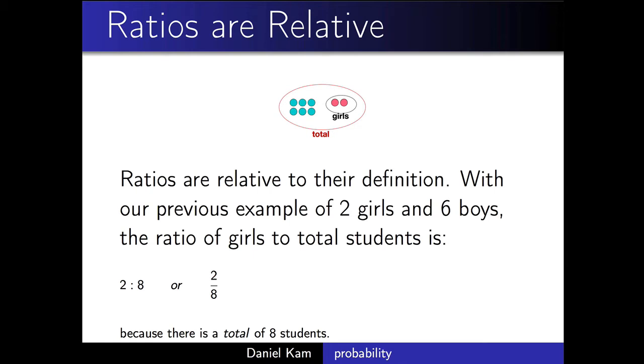However, remember that ratios are always relative. Relative means that it's always relative to whatever you're saying, because it could be different. Even the same thing, if we take the 2 girls and the 6 boys, if I say we want to compare the ratio of girls to total students, instead of 2 to 6, now it's 2 to 8, because there are a total of 8 students. There's 2 girls and 8 total. So even though it's the same exact situation, if it's worded differently, then the answer is different.